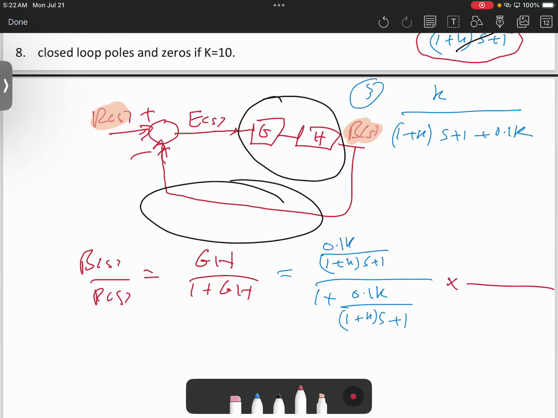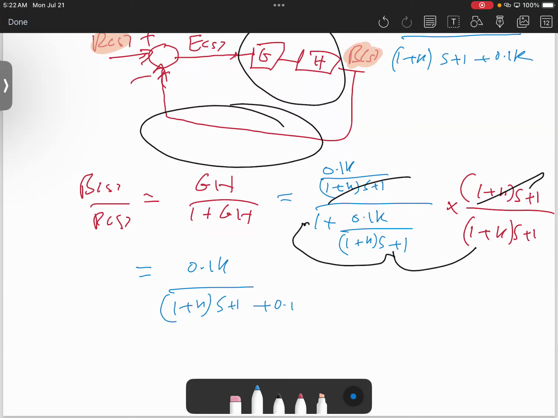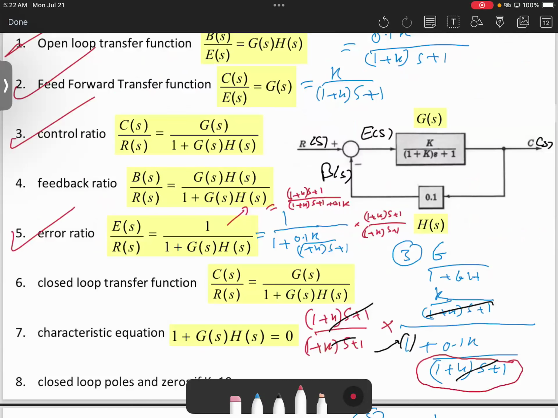Then I need to modify or simplify it by what? Look at the common factor: 1 plus K times S plus 1 over 1 plus K times S plus 1. This yields 0.1 K, because this one and this one cancel each other. This one goes here and here: 0.1 K divided by 1 plus K times S plus 1 plus 0.1 K. Okay, all good? That's great. Then this is B of S over R of S, which is number 4. Now we did number 4.